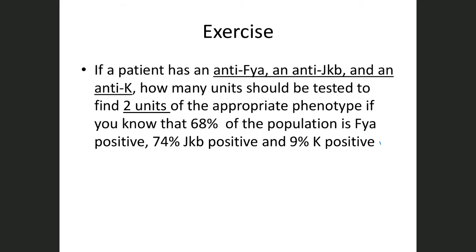So back to the exercise. If the patient has anti-DFA, anti-KID B, and also anti-BK, how many units should be tested to find 2 units? So your answer is around 25 units. Okay, so from 25, 26, something around that. So you understand now how to estimate the number of compatible units. Okay, it's better to round it up.